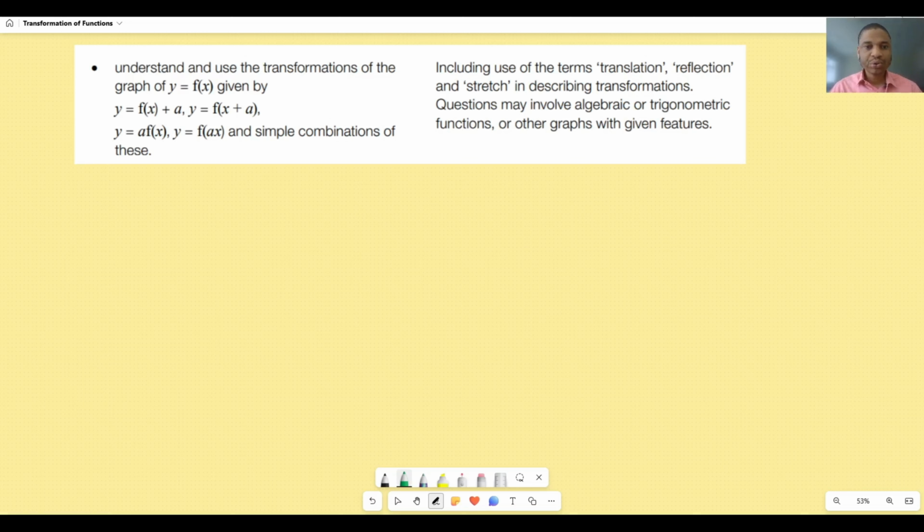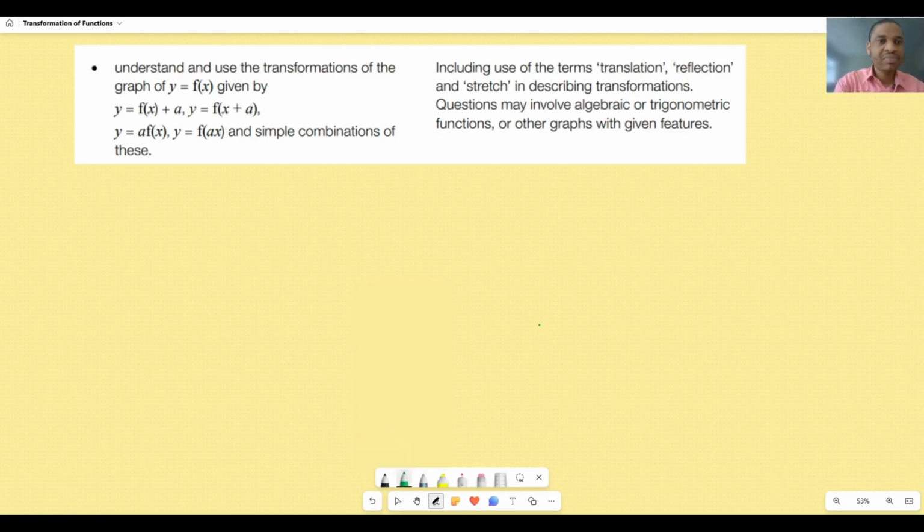All right, so now we are going to look at functions. We're looking at the transformation of functions, and this is what the syllabus requires from you. Okay, now what does this mean?